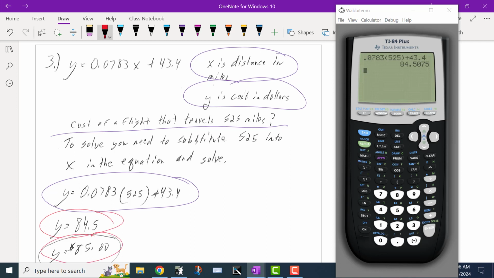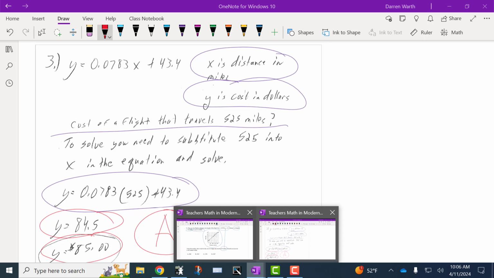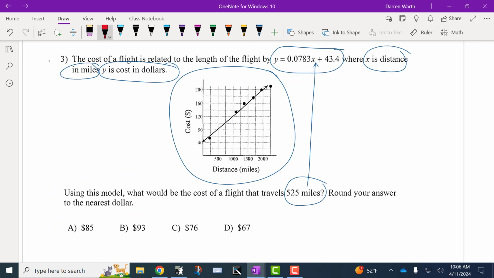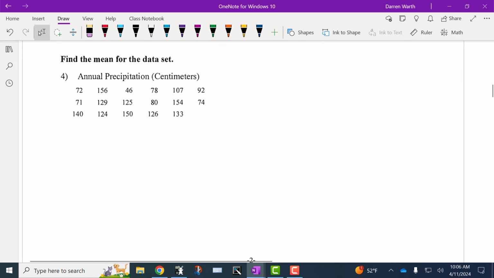So you'll notice that was multiple choice. So if you look at your review, that answer would be A, which correlates to 85. Let's take a look at this next one. So notice here's your multiple choice, 85. Okay, now on this next problem, it says find the mean for the data set.